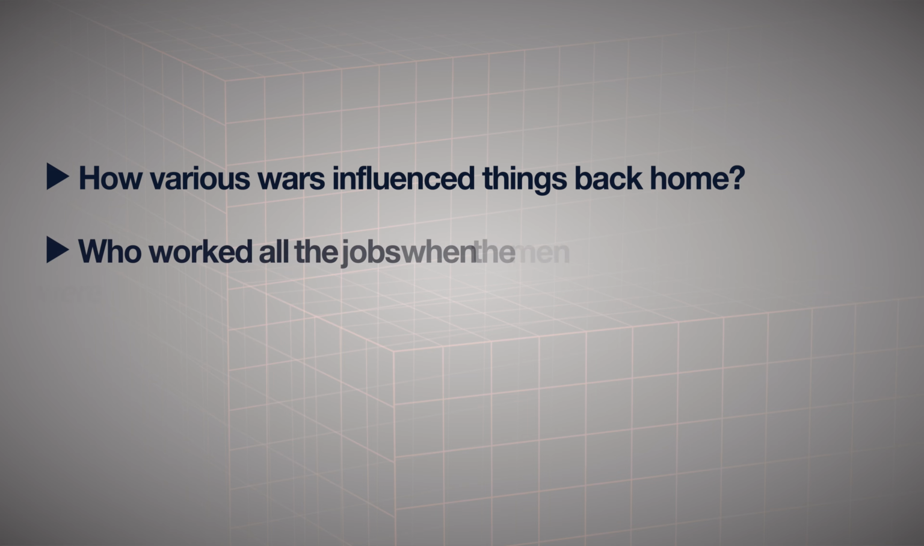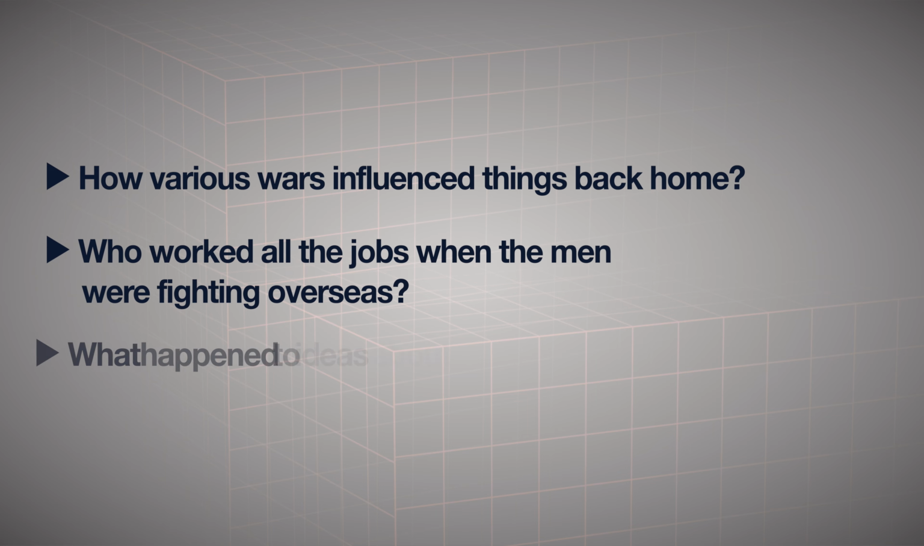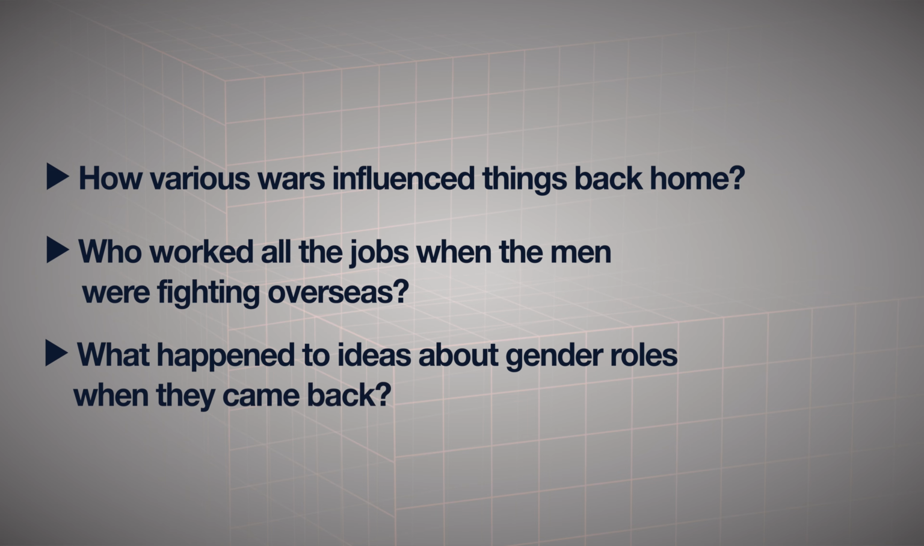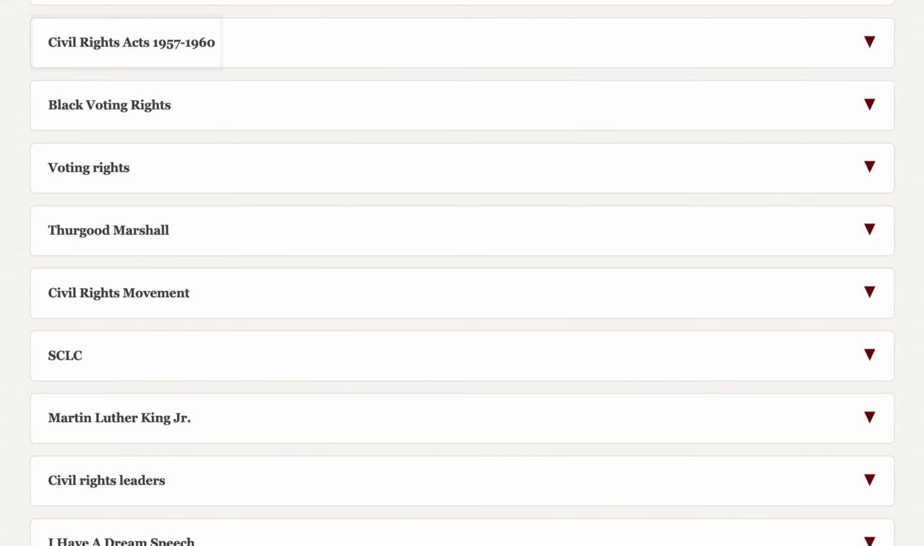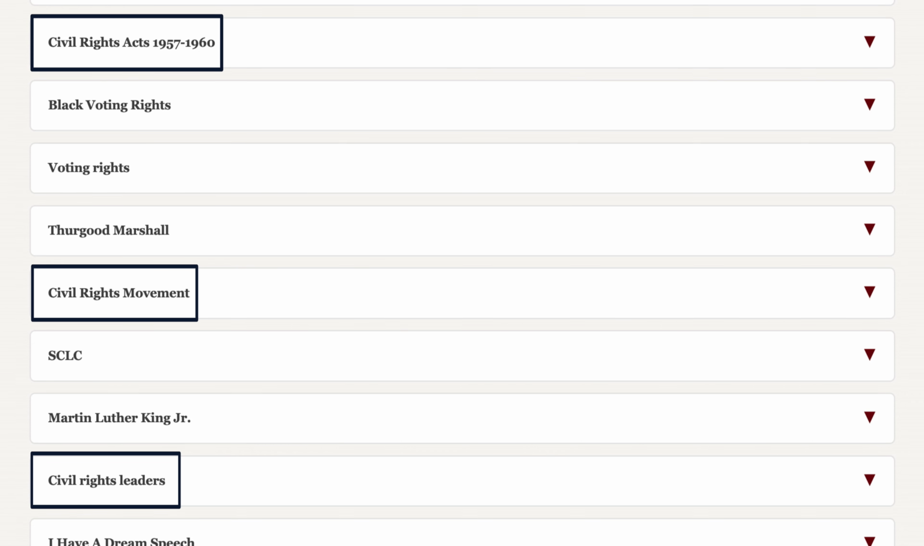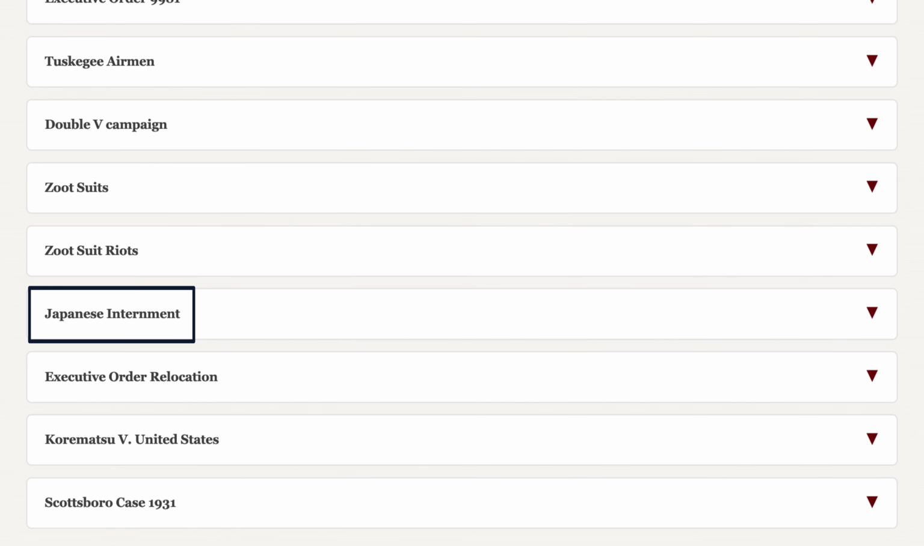There were quite a few wars during the period this test covers. Now, as a general rule, CLEP doesn't go too deep into wars, like they don't go too deep into battles. Most of what you see will focus on how various wars influence things back home. Who worked all the jobs when the men were fighting overseas? What happened to ideas about gender roles when they came back? Understand what the Bonus Army was and how laws like the GI Bill were passed to make sure it didn't happen again. Know the impact various wars had on civil rights, such as the Japanese internment during World War II.